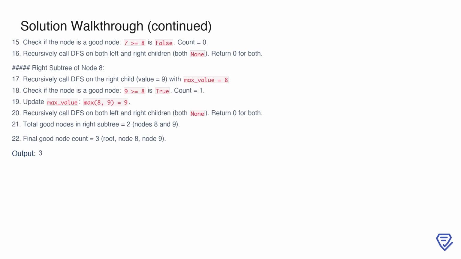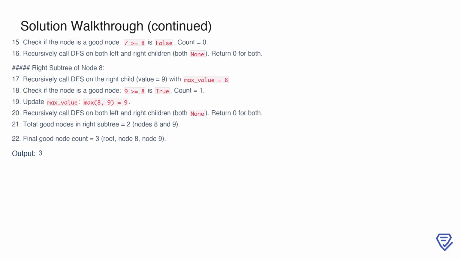Looking at the left subtree of the node with value 8, we find a child node with value 7. Comparing 7 with the max_value of 8, we see that it is less than 8, so it is not a good node. The count remains unchanged, and since this node has no children, the recursive calls return 0.